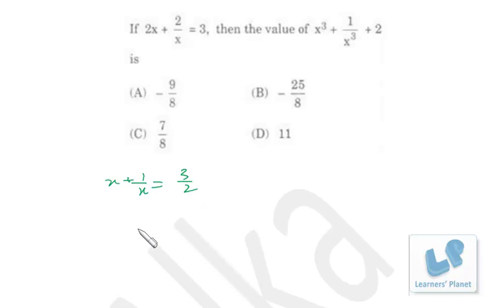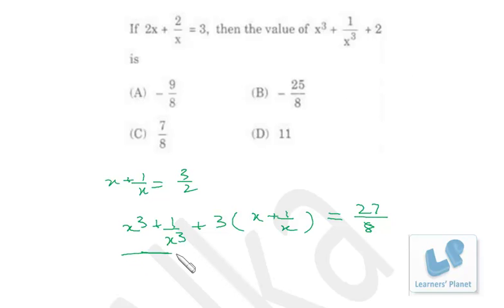If I cube both sides, I'll be getting x cube plus 1 upon x cube, that is a cube plus b cube plus 3ab into a plus b. So a into b, that is x into 1 by x, will be 1, and a plus b will be x plus 1 upon x, and that is 27 by 8, right? Now we have to find out the value of x cube plus 1 upon x cube plus 2, right?